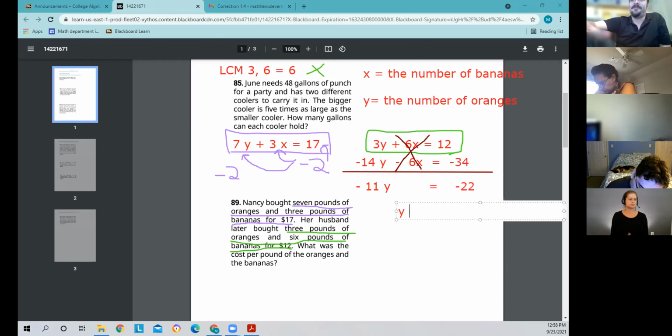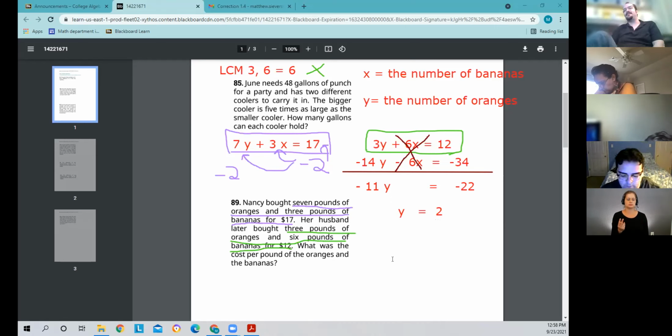What is my y equal to? We're almost there. Y is equal to 2. All right, great. Like, I did a good amount of work. Am I done? No, you got to find x now.